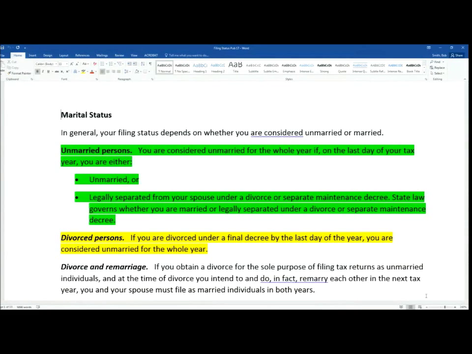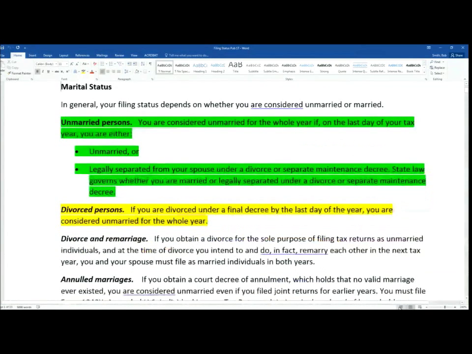Okay, now, what I did here, guys, I went and got Pub 17. I got an HTML copy of it, copied it, and pasted it into Word. But this is exact wording from Pub 17. Unmarried person, what does that mean? Unmarried or legally separated under a divorce or separate maintenance decree. State law governs whether they're married or not.